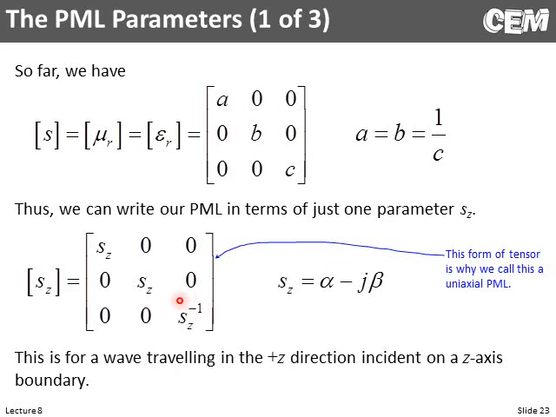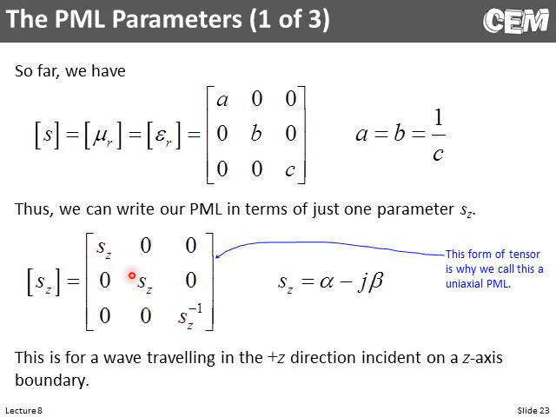And this is the tensor that we would need to absorb a wave at a z-axis boundary. Since we're absorbing a wave at a z-axis boundary, let's further call this tensor S sub z. A little bit of a redundant reuse of terms here, but as long as we have the square bracket around that, we know we're talking about a tensor. If there's no square bracket, we know we're talking about the individual scalar quantity.